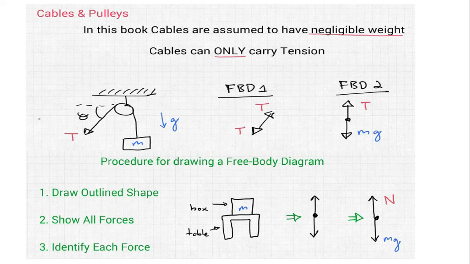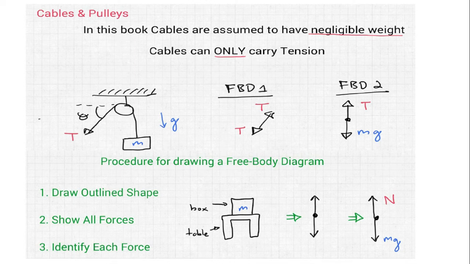How would you draw? Number one, very important steps. You have to be very careful in considering these three steps. Draw the outline shape. You have to look at what the outline shape of this box and table is, and what is the box doing? It is lying on the table.